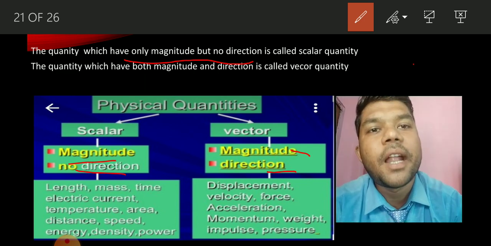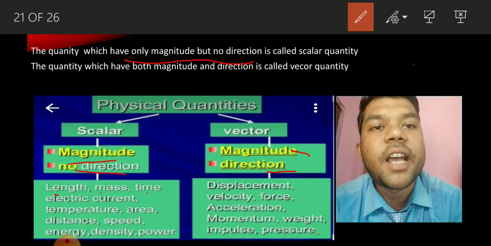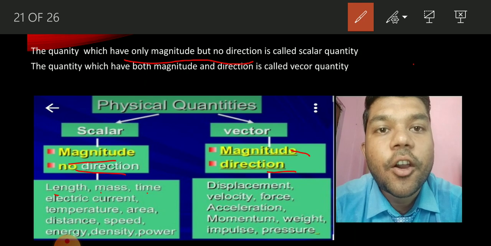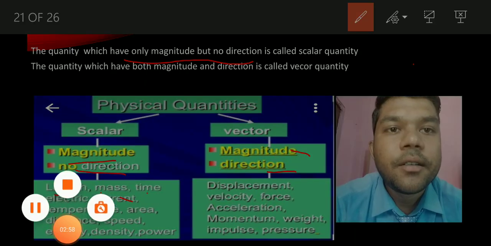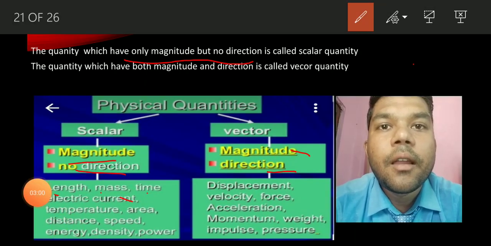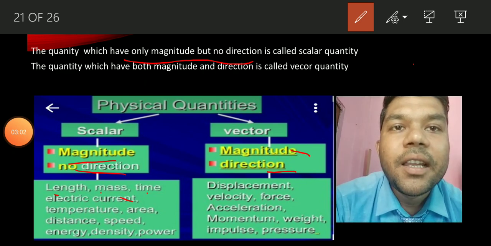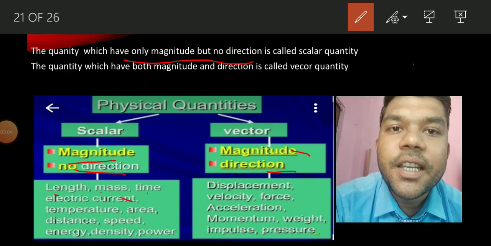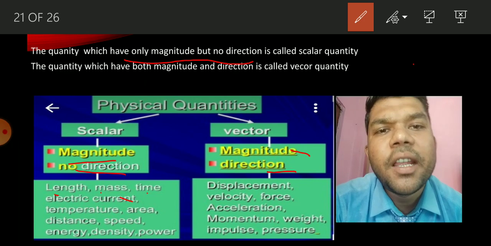Some examples are length, mass, time, electric current, temperature. These are scalar quantities. The reason is they have only magnitude, only value.